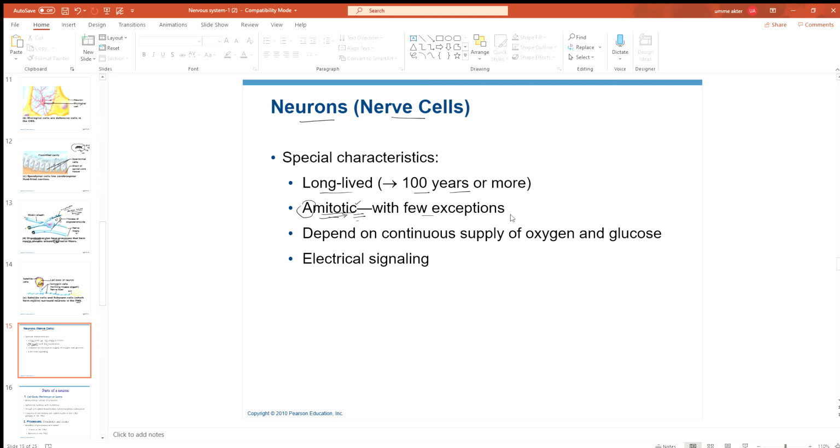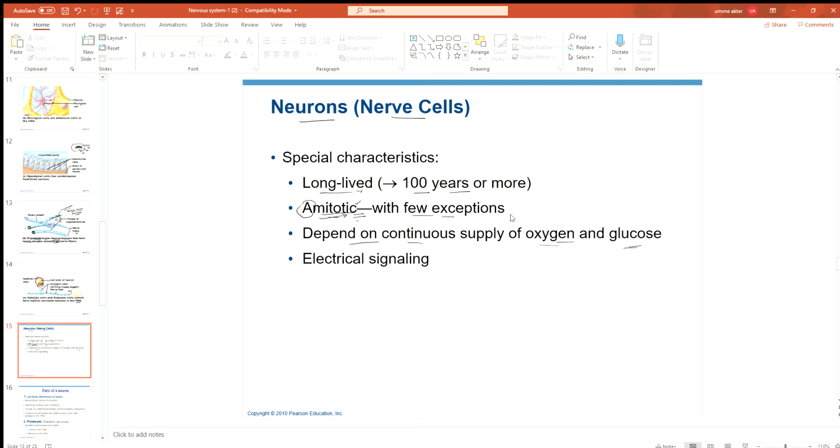But once the neurons in your brain or the spinal cord die, usually they are not replaced. So that is a big problem, right? If someone gets a lesion in the brain, you see that the symptoms don't get back. The normal function usually doesn't come back. Neurons are long-lived, but they need a continuous supply of oxygen and glucose. That means oxygen and nutrients.